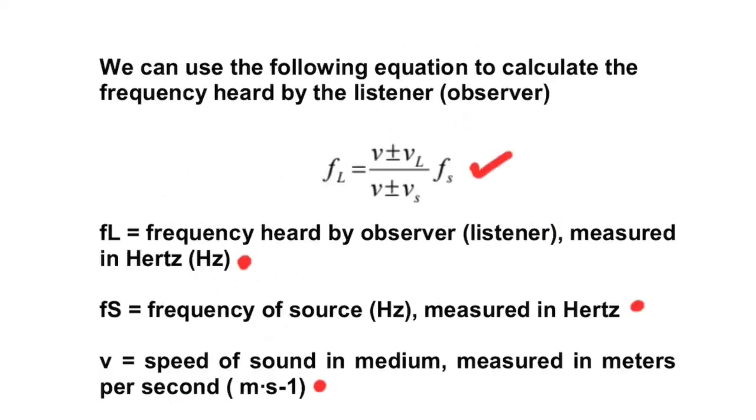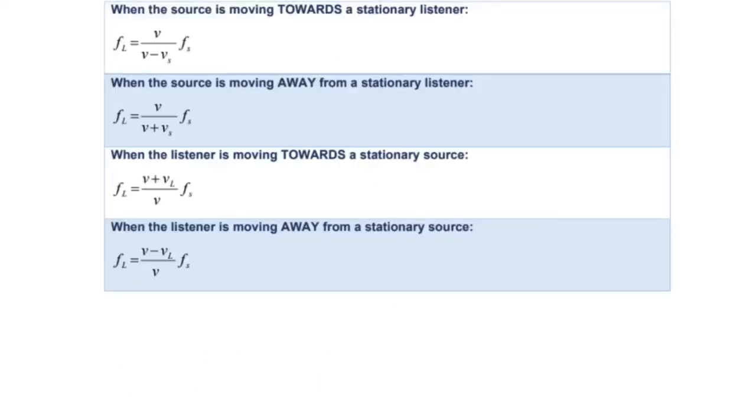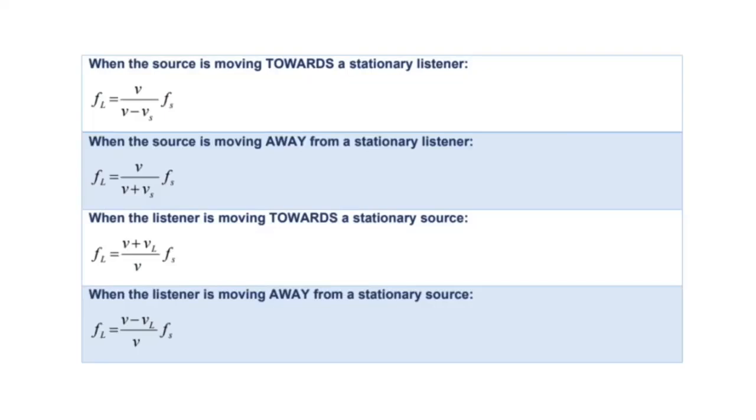Taking a look at this equation, you will realize that we have plus or minus VL and plus or minus Vs. That plus or minus will depend on the situation you have at hand. Let's go ahead and take a look at that. The first scenario, we have a source that is moving towards a stationary listener, and this is how the equation looks like. Followed by a scenario where the source is moving away from a stationary listener, and we have our equation. On the denominator, we have V plus Vs.